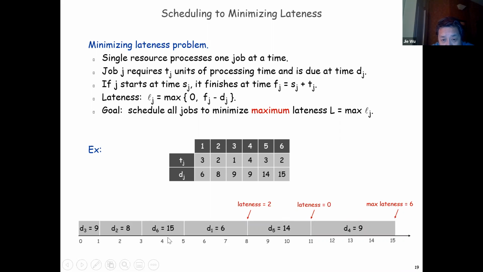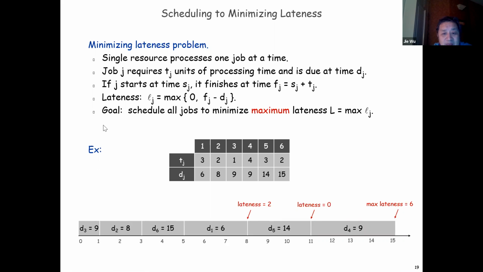So actually the solution is very intuitive. The reason is that you can imagine you pick any two adjacent ones, like D1 and D5. D1 has the early deadline, and this one has the later deadline. So you always put the later one longer. If we do a swap, you will make the situation much worse.